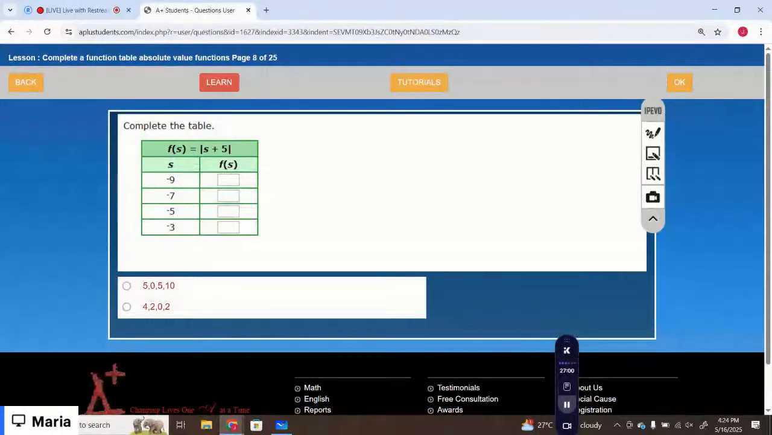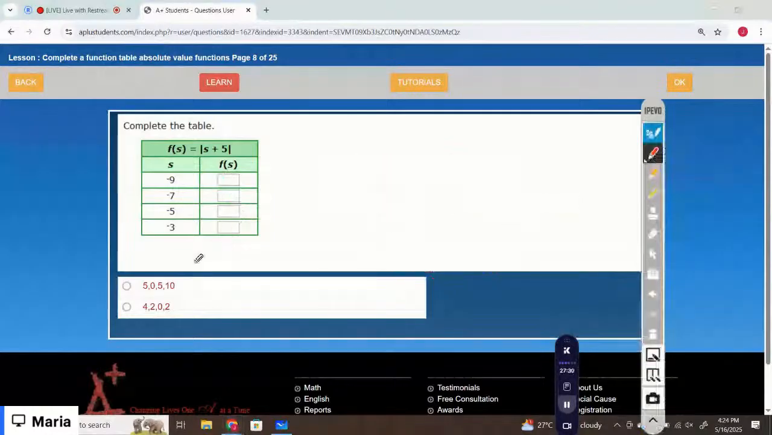Complete the table. f of s equals the absolute value of s plus 5. The correct option is: negative 9 plus 5 is negative 4, so we have 4 over here. Then negative 7 plus 5 is negative 2, so we have 2 over here. We have 0 and 2. So your correct option is 4, 2, 0, 2. Option number 2 is the correct option.